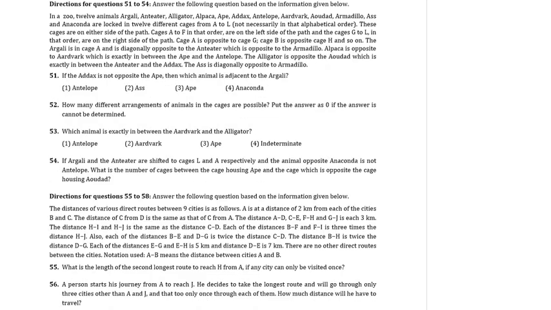This one was again the critical path, which was on the tougher side. So you had distances between cities, you had to create the network, and then there were conditional questions once again. So that made it not only difficult but time consuming as well.